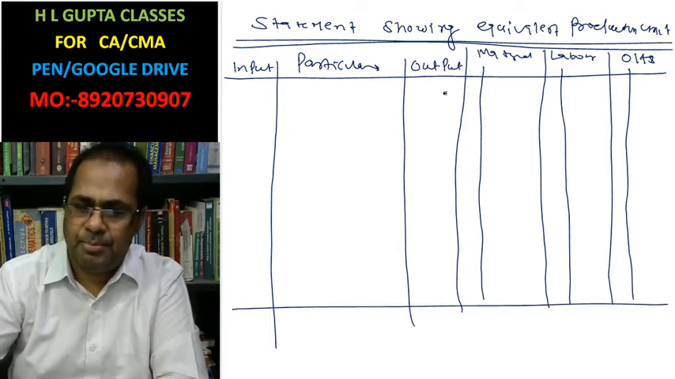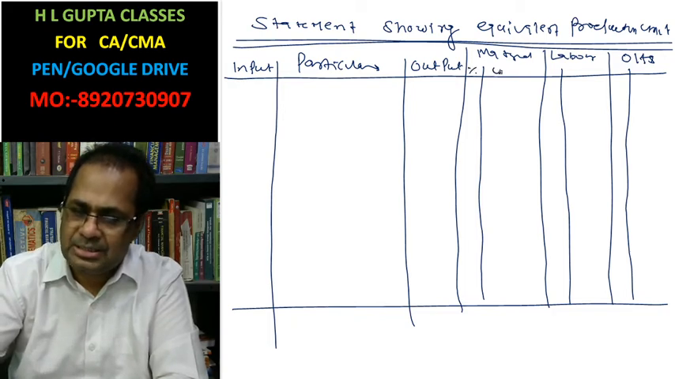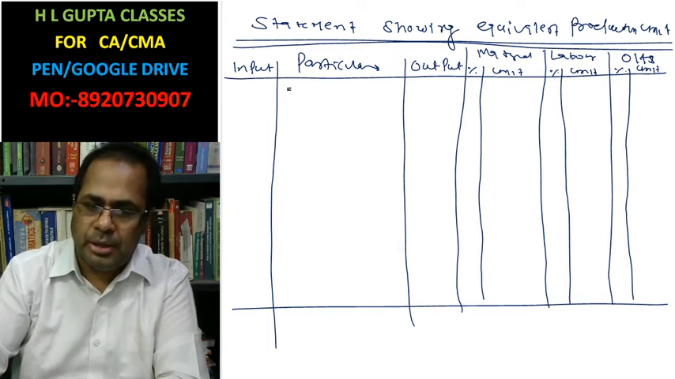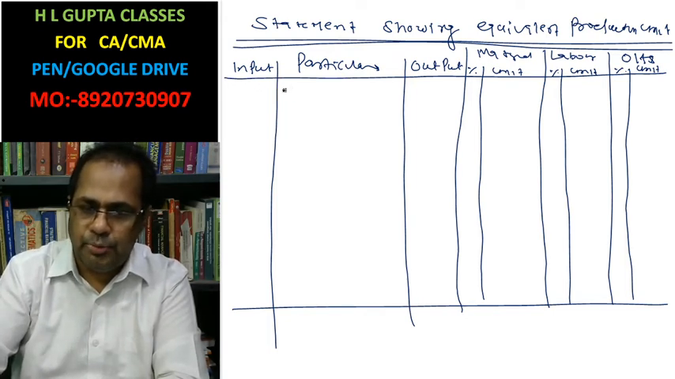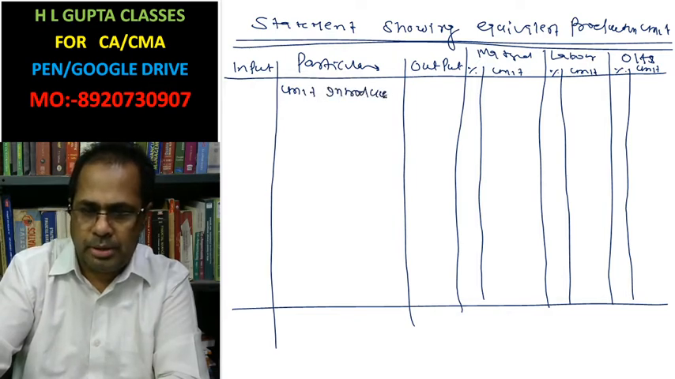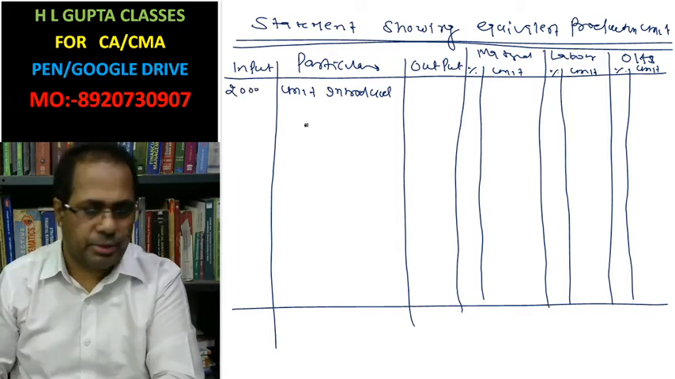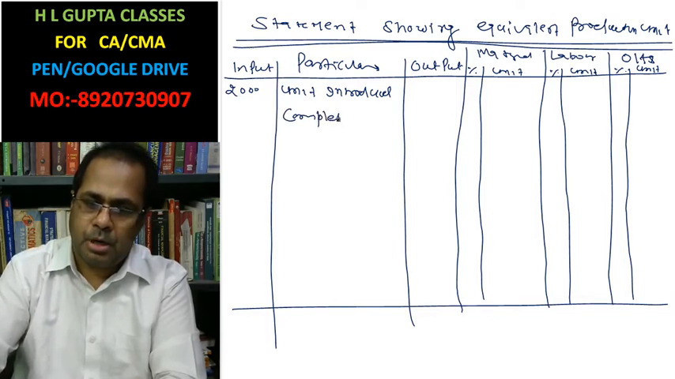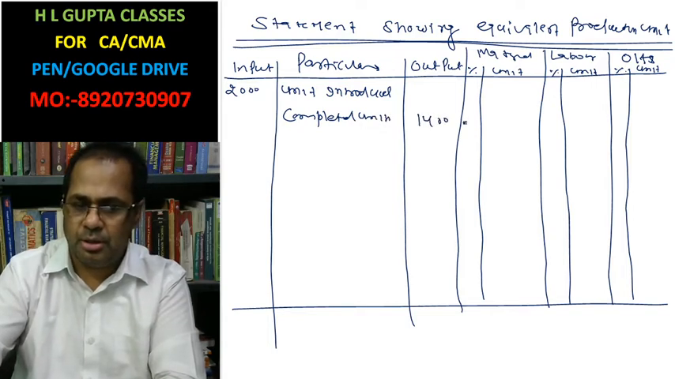What are the things you have? This is the percentage, this is the unit. This is the percentage, this is the unit. This is the percentage, this is your unit. Here, units introduced, that is 2000. Okay, 2000 units. Completed units. In the question, this is 1400.